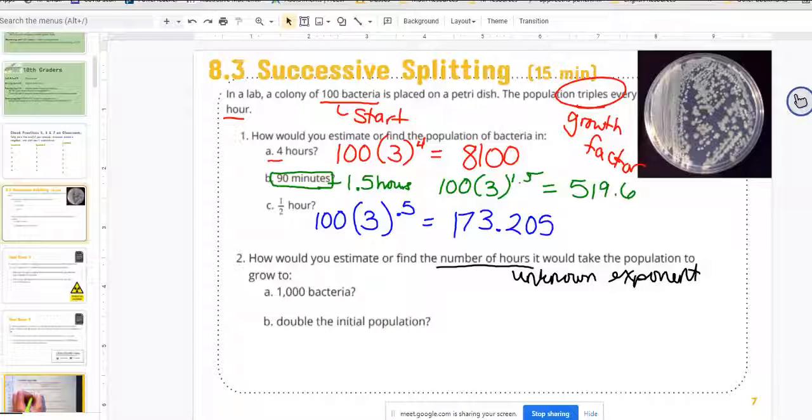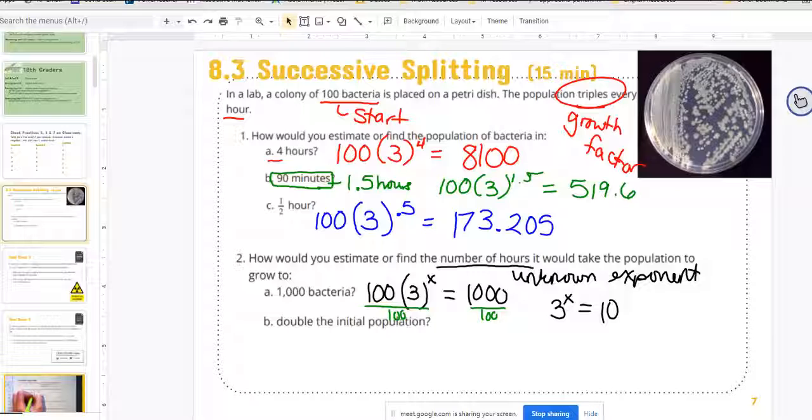So if we had to estimate the number of hours it would take for our equation to start at 100 bacteria, triple for an unknown number of hours, and end up at 10,000 bacteria, we don't know the exponent in this case. But we could use just regular algebra that we've been doing in the past. We have 3 to the x, but it's multiplied by our starting amount of 100. So if we divided both sides by 100, I need 3 to some exponent that's going to equal 10.